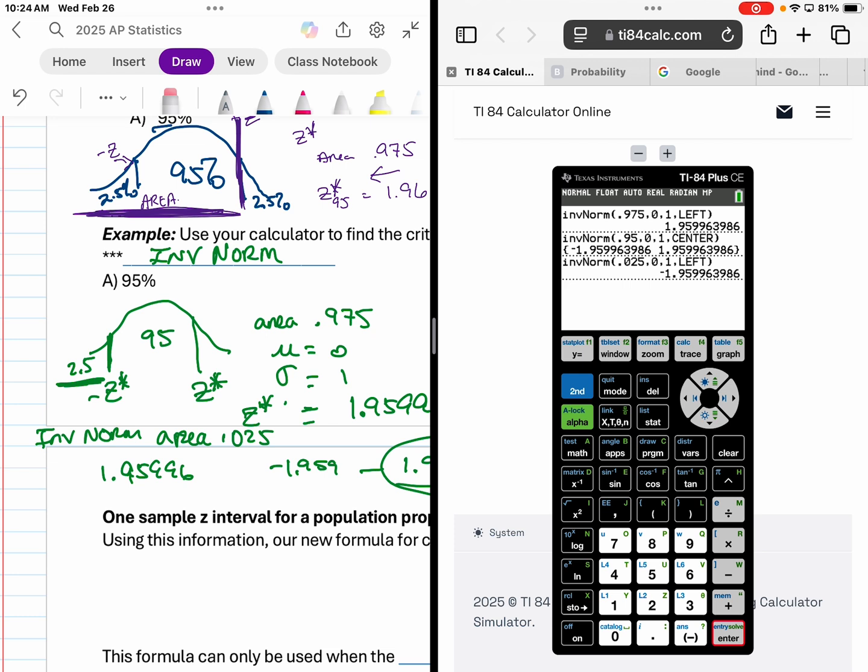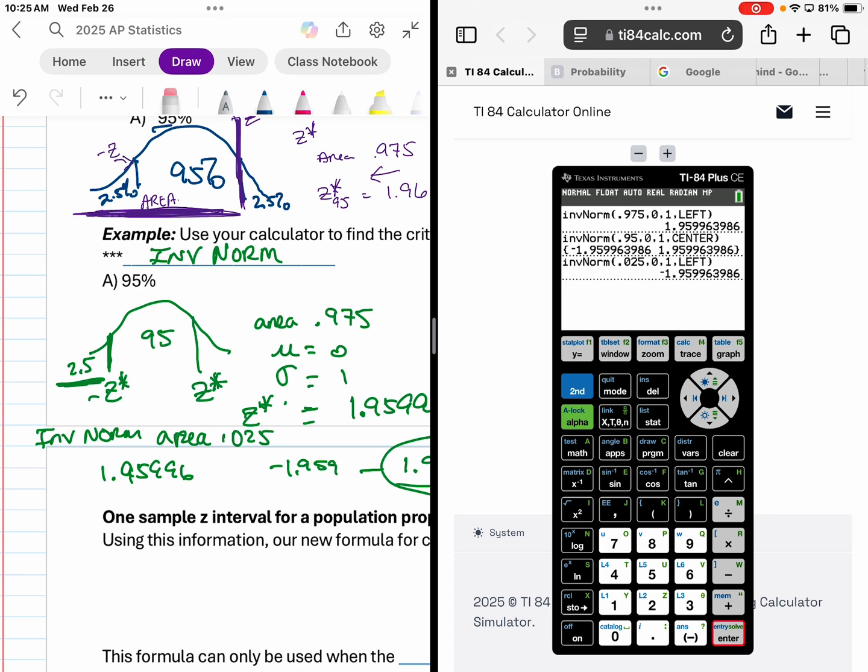If you don't want to draw the whole thing, more or less what you're doing is taking 1 minus your confidence level, 1 minus 0.95 is 0.05, splitting that in two because they're on both sides. Then I just use the 0.025, do the left of it, and drop the negative. So there are always ways to do it, it just depends on which makes sense to you.